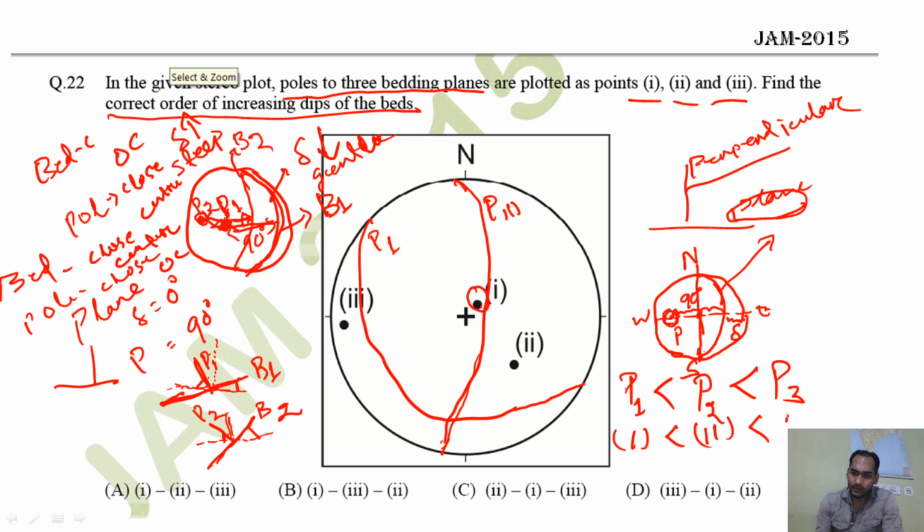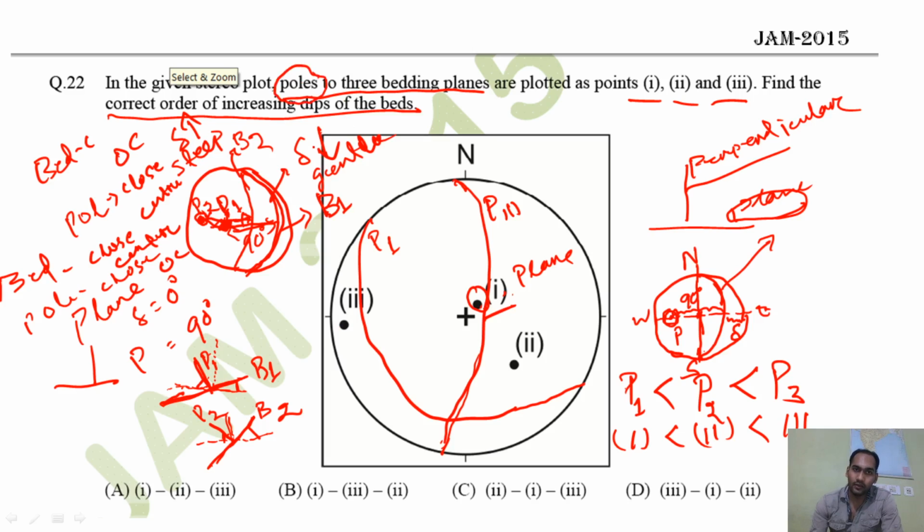less than 3, right? 1 is your pole number 1. If you are taking 1 as a plane, then 1 dip is higher. If you take 1 as a plane, then this will be close to 90 degrees because it is close to center. In that case 3 will be lower. But here these are not planes, these are poles.